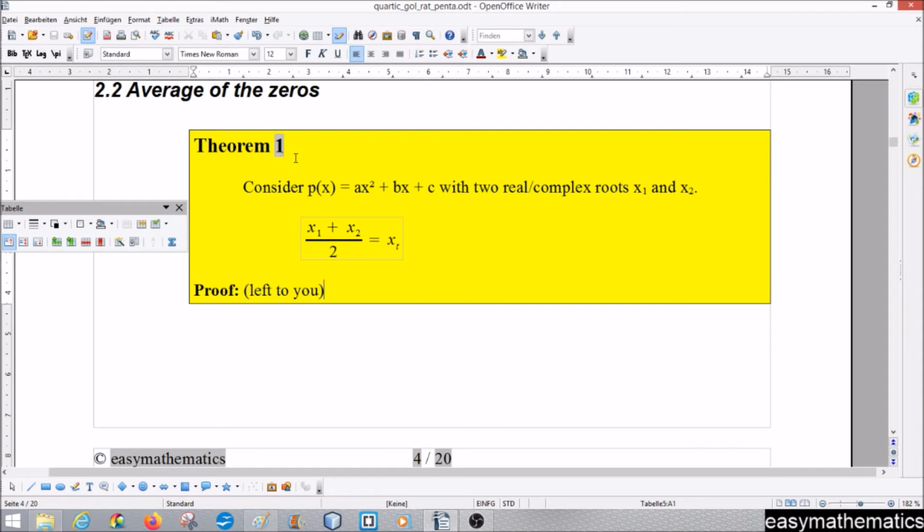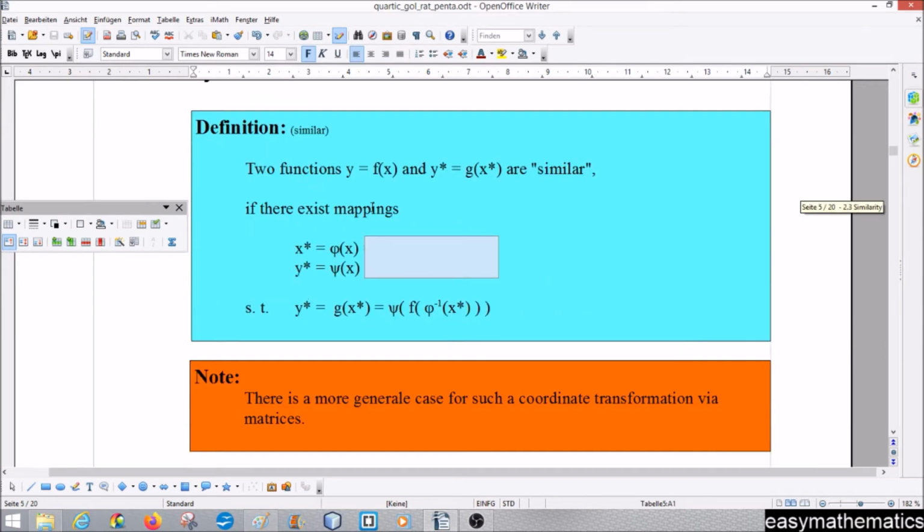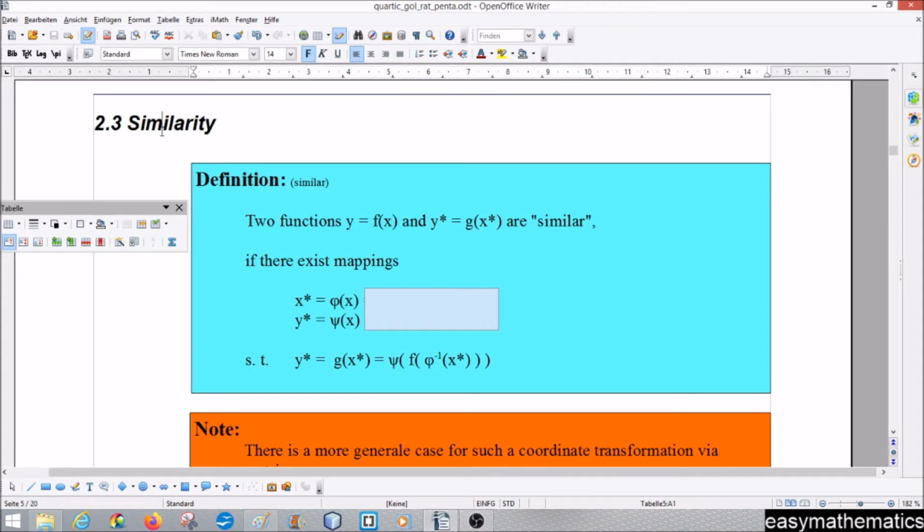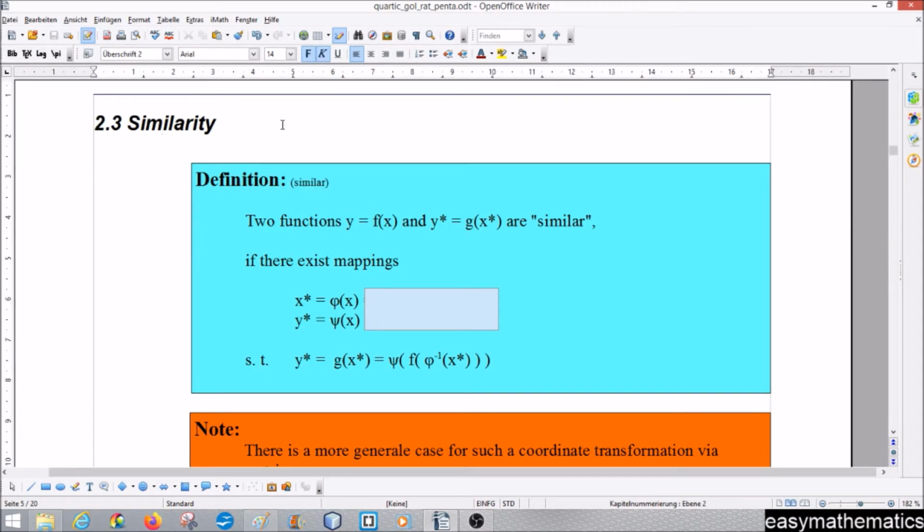Yeah, and why I show this theorem, we will see that there is similar stuff for the cubic also. Okay, so that's why I show this theorem to you. I know you are familiar with that if you know about quadratic polynomials. So then next we take care of the similarity.